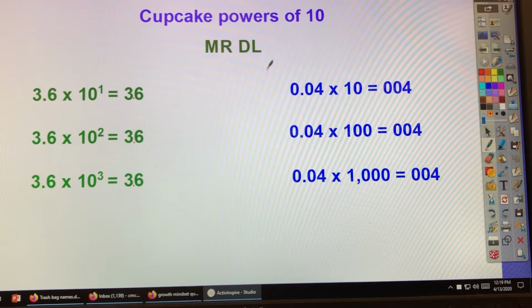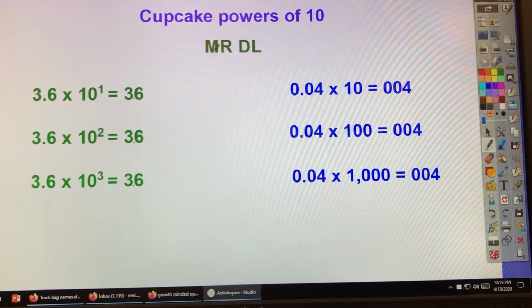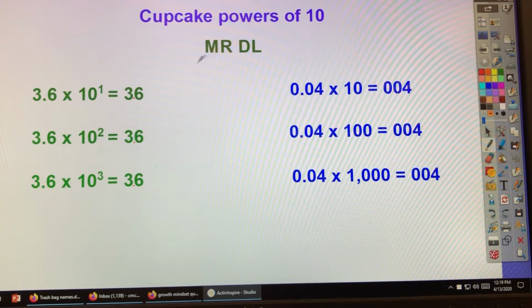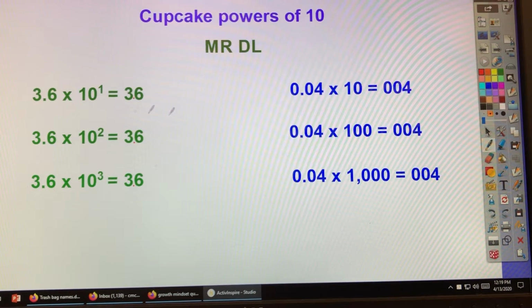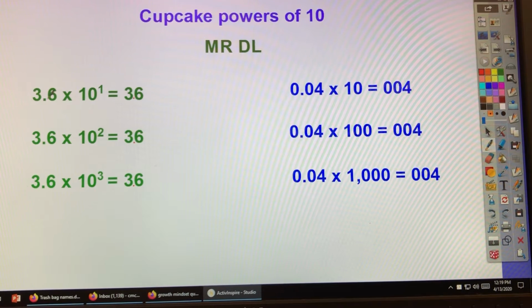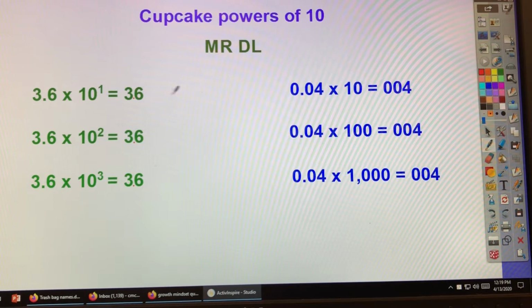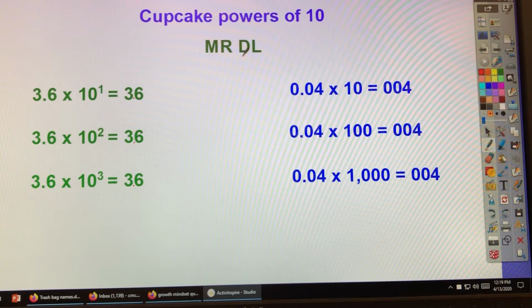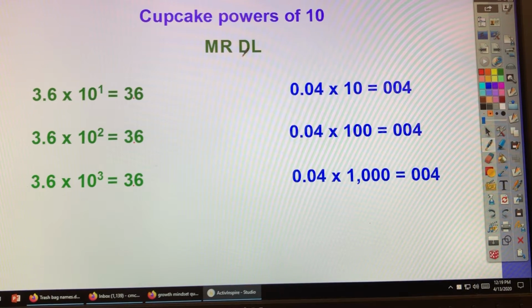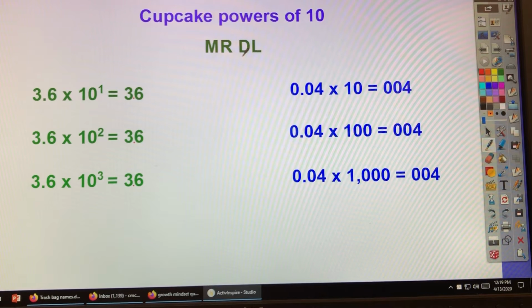This is page 3 of your packet, Cupcake Powers of 10. And this is the infamous Mr. Doll. So we have the MR, which stands for: if you multiply, you go to the right. And the two samples that I'm giving you today are both multiplication. So we're going to be moving our decimal point to the right. But on page 3, you do have a few problems where you have to divide. So move that decimal point to the left when you are dividing.